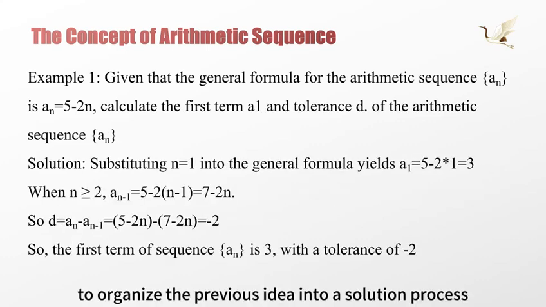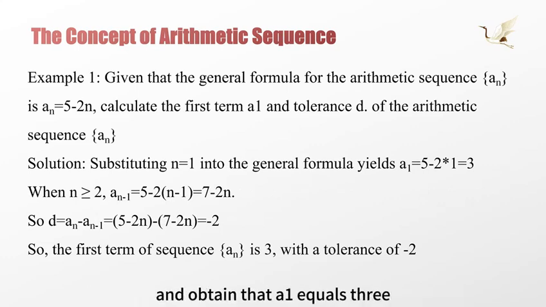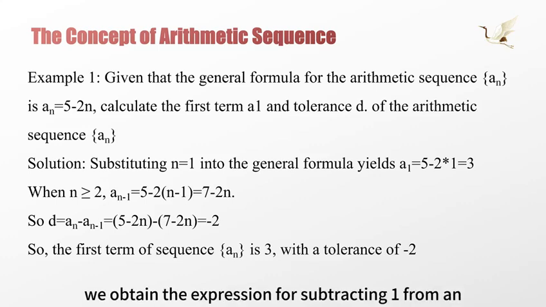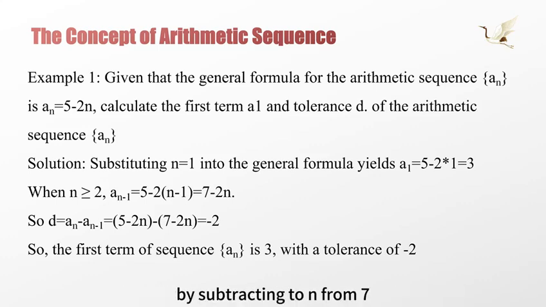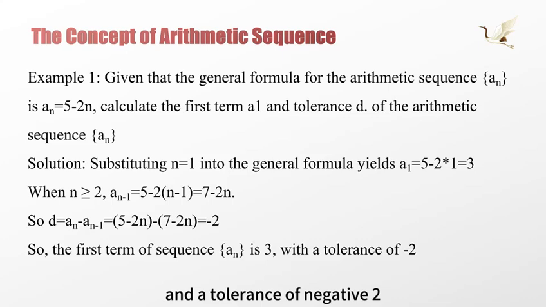To organize the previous idea into a solution process, substitute n into the general term formula and obtain that a1 equals 3. When n is greater than or equal to 2, we obtain the expression for a n minus a n-1, which equals 7 minus 2n minus the previous term, resulting in a constant -2. So the sequence a n is an arithmetic sequence with a first term of 3 and a common difference of -2.